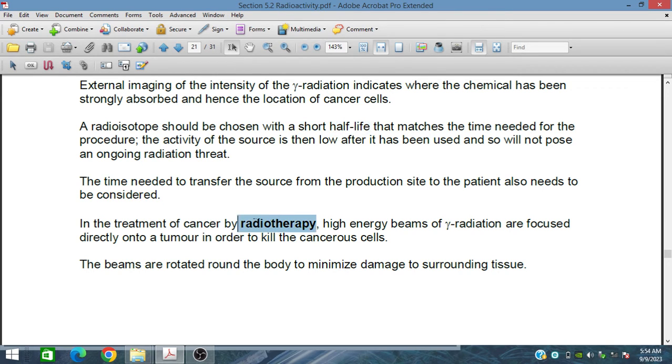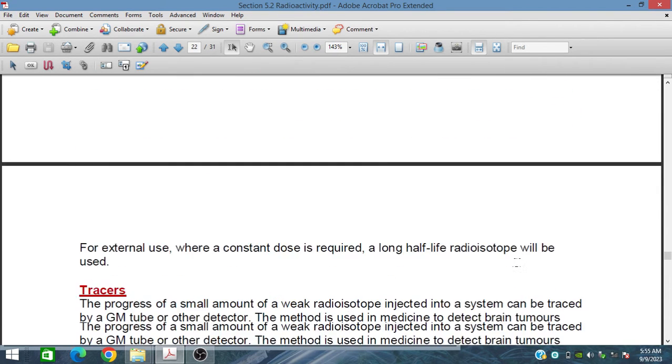In radiotherapy, the high energy beams of gamma rays are focused on the tumor to kill the cancerous cells. The beams are rotated around the body to minimize damage to the surrounding tissues.